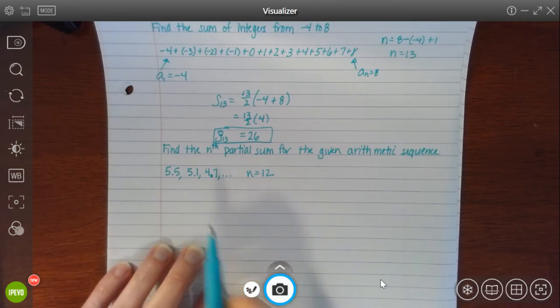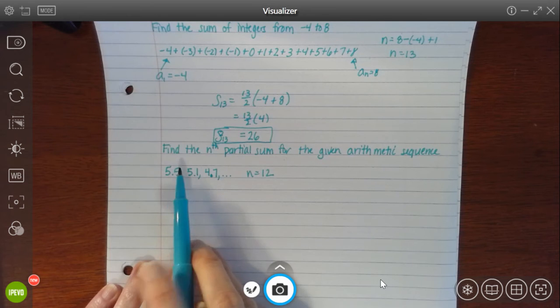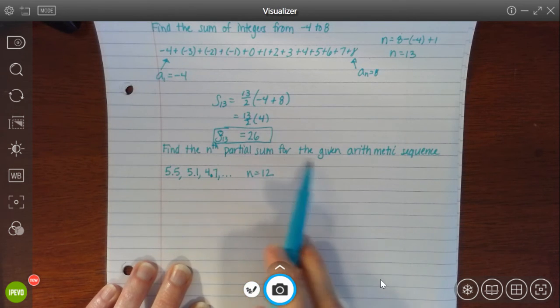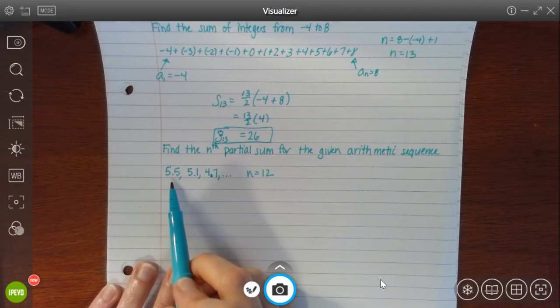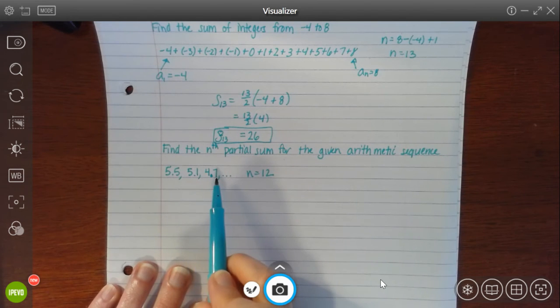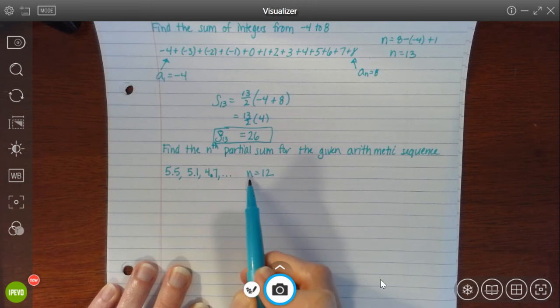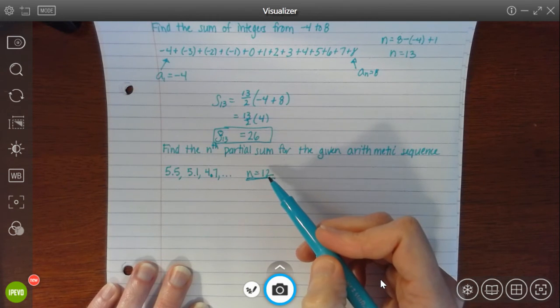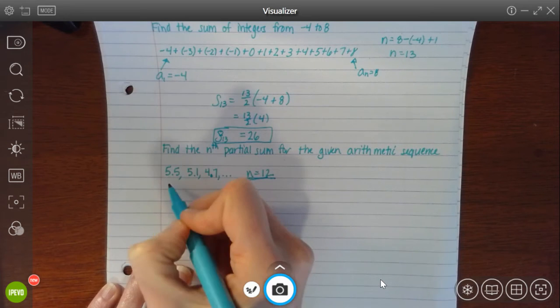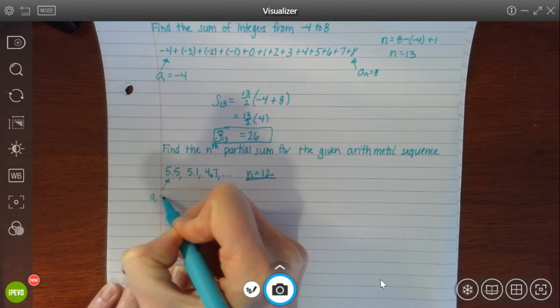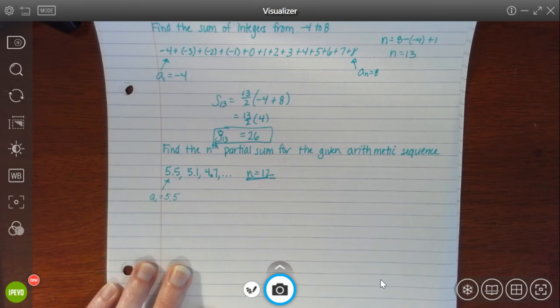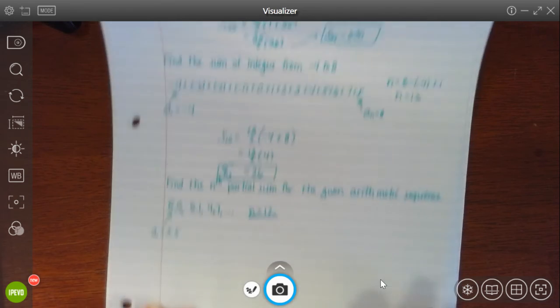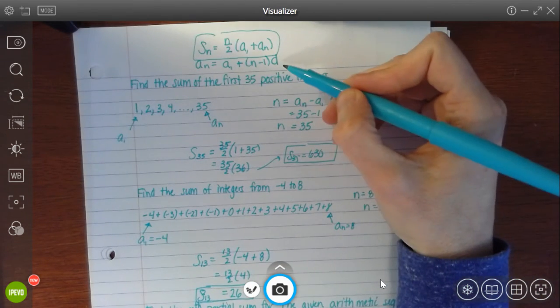a sub n is. So for this last example here, they want me to find the nth partial sum for the given arithmetic sequence. So they started out by telling me a few terms in my sequence, and then instead of expanding it all the way to the end, they told me that eventually after we expand this out, we should get 12 terms. So for this problem, we know our n value. We want 12 terms. We know our a sub 1 value because they gave me the list and they started with 5.5. But what I don't know is a sub n. So in these types of problems, that's where this rule is going to come in handy.